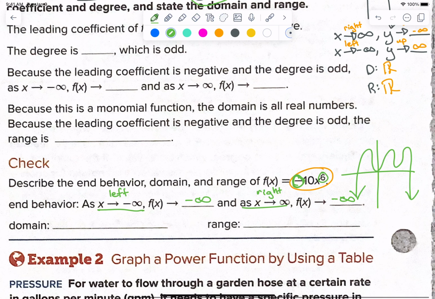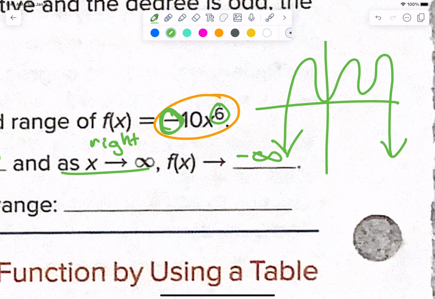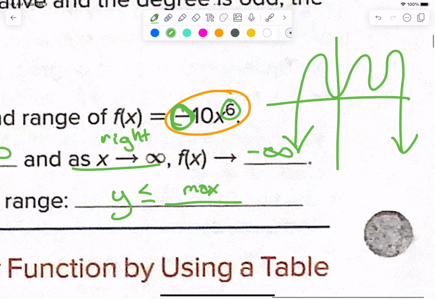Domain, he's going left and right forever. What's the range? Y is less than or equal to whatever the max value is. I'm just going to do that. Okay, we're not going to graph him yet. So he's going to be lower than whatever my highest hump is, right? All the Y values are going to be lower than that. Got it? Good? Perfect.